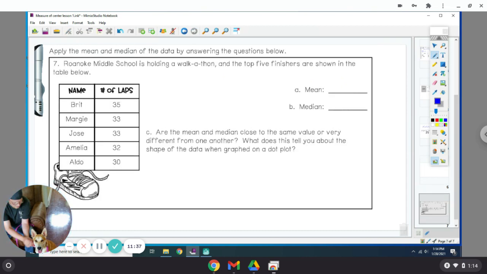All right. Now we're going to apply mean and median to this question. It says a middle school is holding a walkathon. The top 5 finishers are shown in the table below. We're going to find the mean and the median. First, I'm going to add up these numbers to find the mean: 35 plus 33 plus 33 plus 32 plus 30. And you get 163. Then you divide that by 5, and you get 32.6.